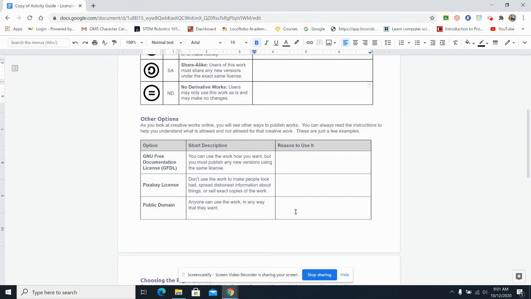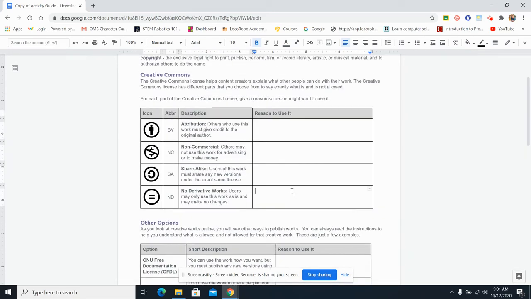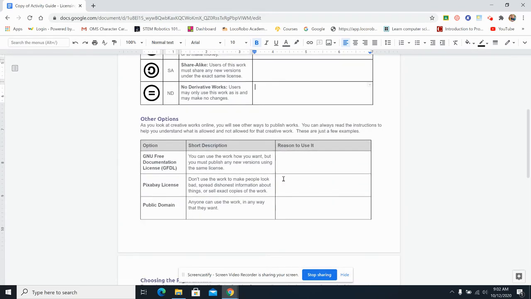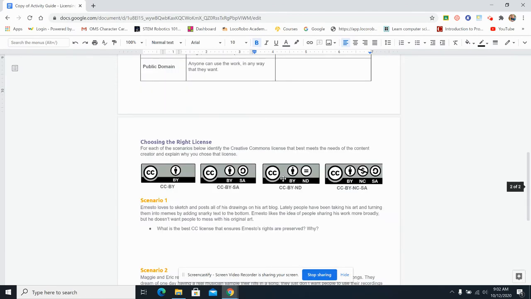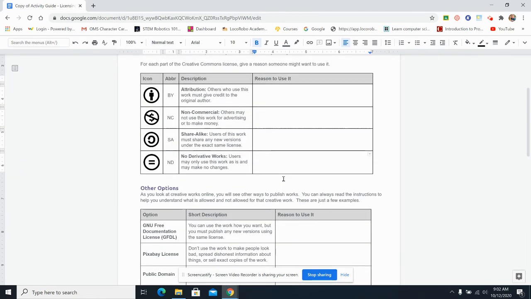Why would anybody use those? Oh, don't be afraid to look it up and why people would use those. Use your resources. You can Google that sort of thing.